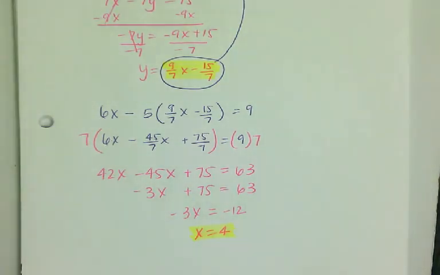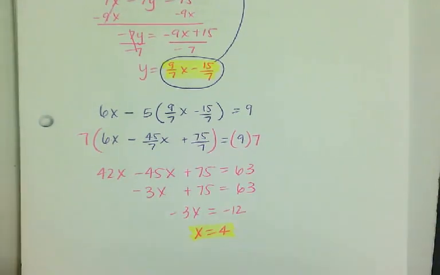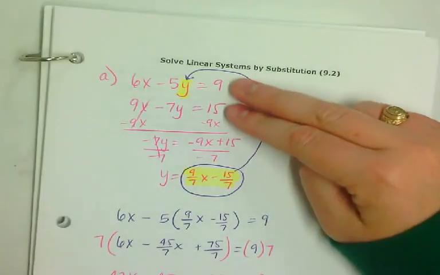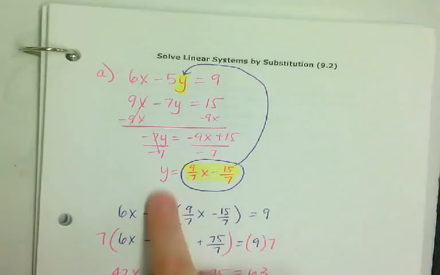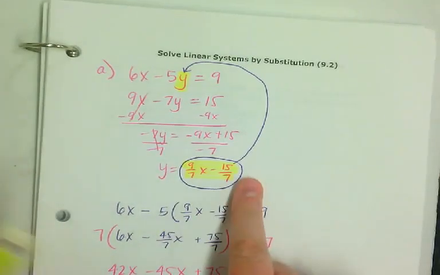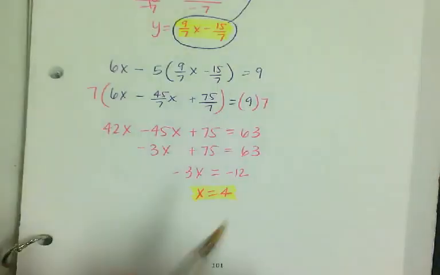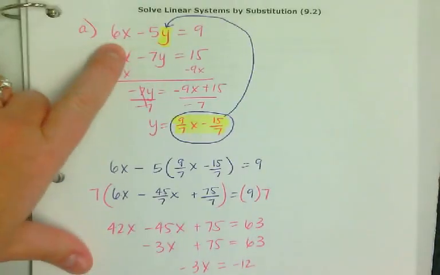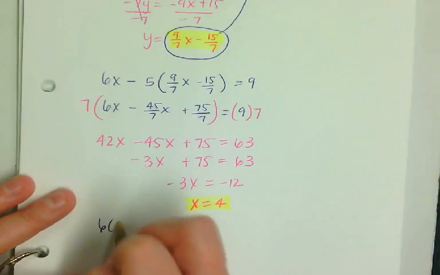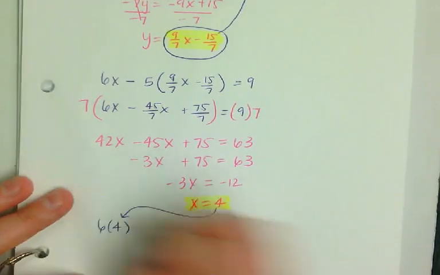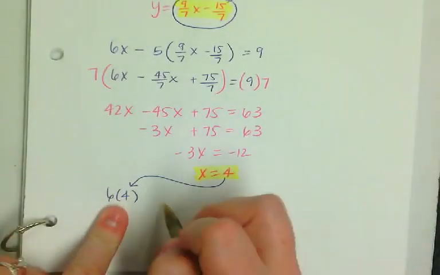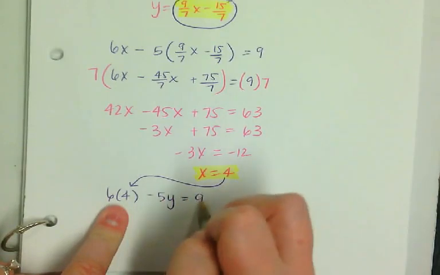The solution to a system is a coordinate point. This is only the x value. So now that I have the x value, I'm going to pick either of these equations at the top. It does not matter which one. And you could pick this one right here, but it's kind of ugly, so I would probably pick one of these. Let's just use the first one. And I'm going to replace x in that spot. So 6 times 4, the x comes here, minus 5y equals 9.